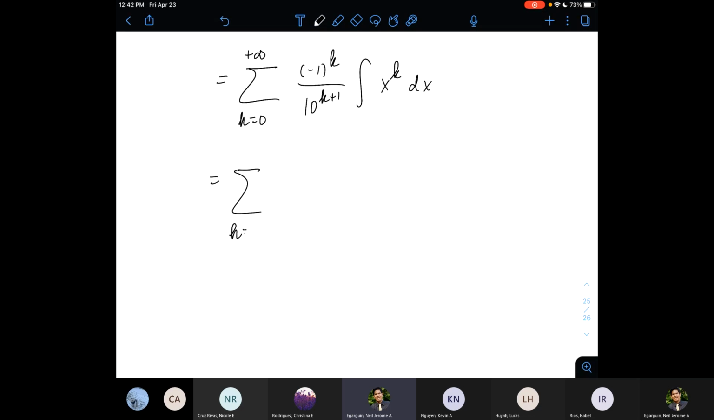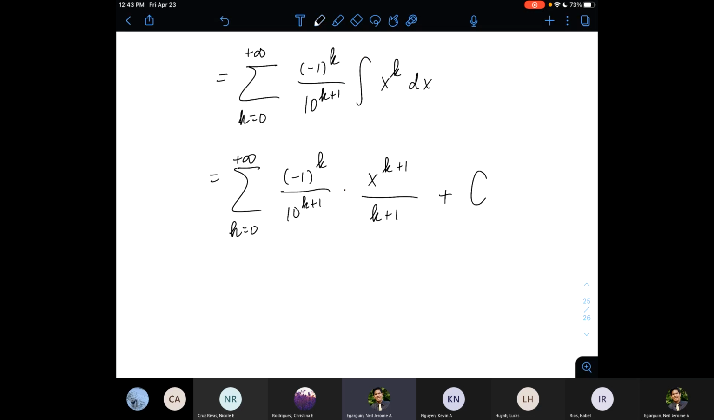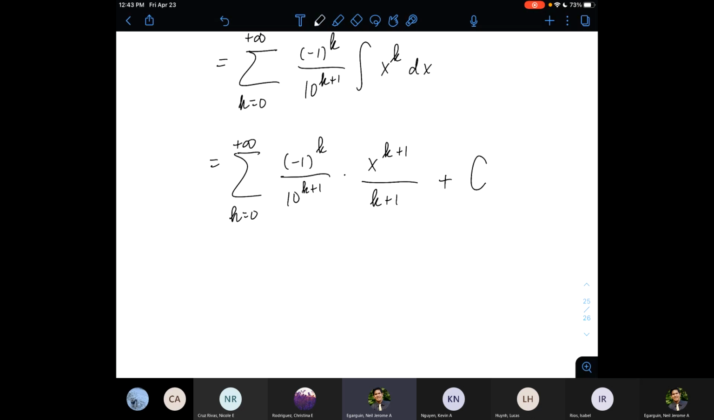And that's not hard to evaluate. Because here it's just x raised to a constant. You can use the power rule. So we'll have negative 1 to the power k over 10 to the power k plus 1 times x to the k plus 1 all over k plus 1. Because basically when you integrate this guy, you get this plus some arbitrary constant c. Okay, and this is our series expression for ln of 10 plus x.